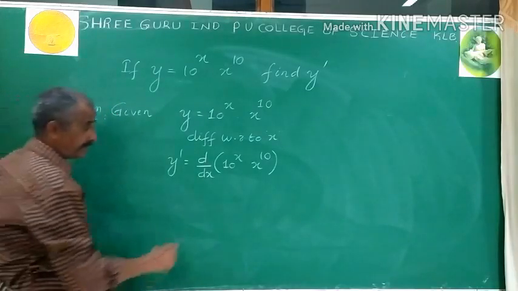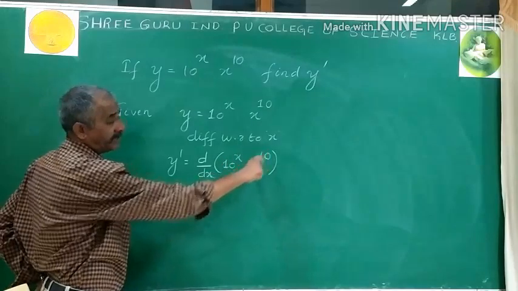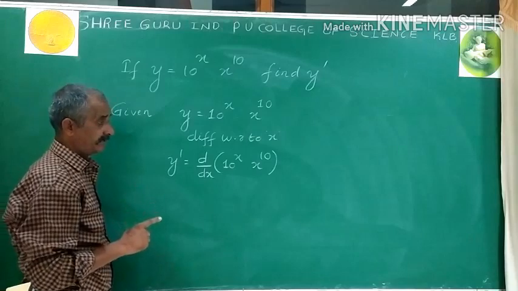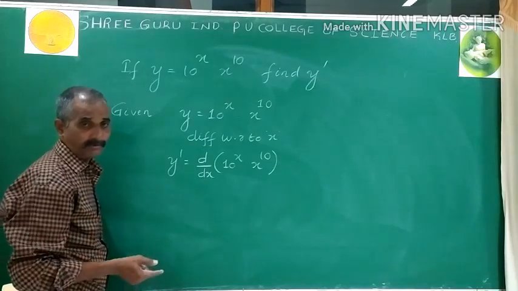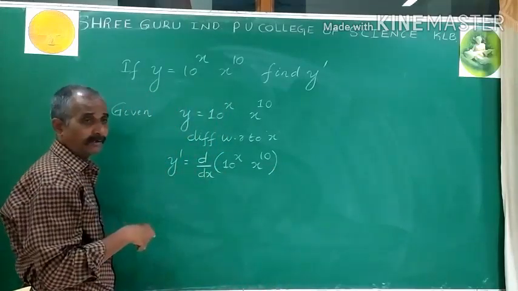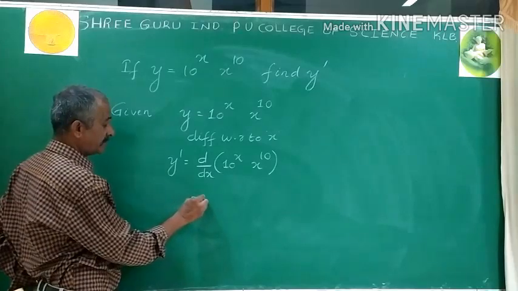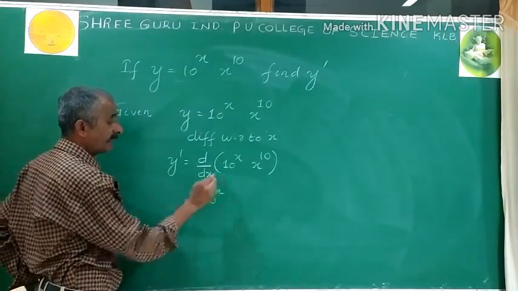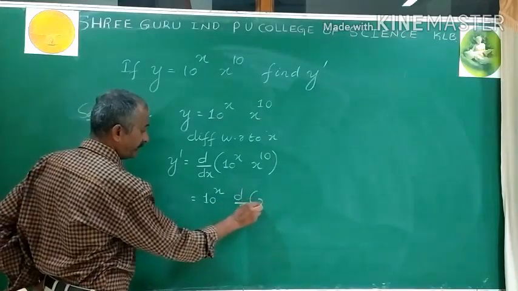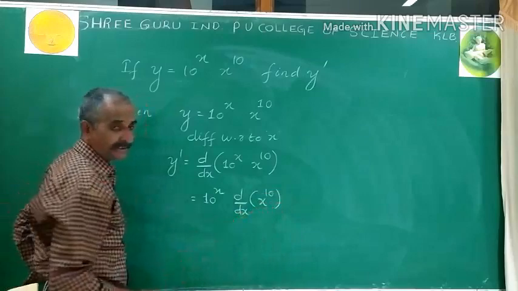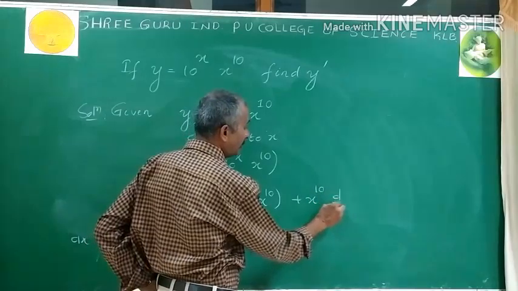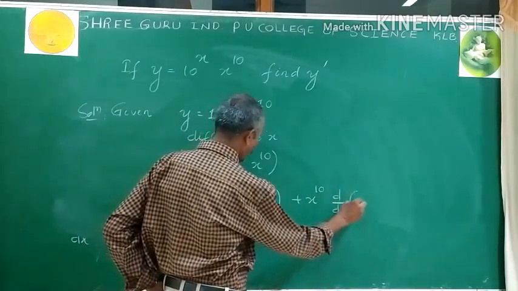Now you observe that this is one function, this is another function, but in between them they are connected by means of product. So we need to apply the product rule. Recall the differentiation product rule from yesterday's class, even from your earlier first year classes. It says: first function 10 to the power of x as it is, into derivative of x to the power of 10, plus second function x to the power of 10 as it is, multiplied by differentiation of 10 to the power of x.